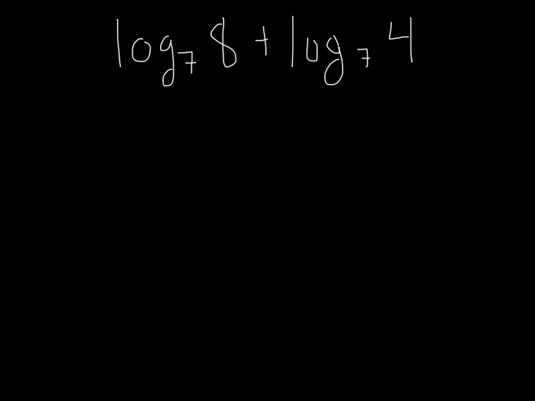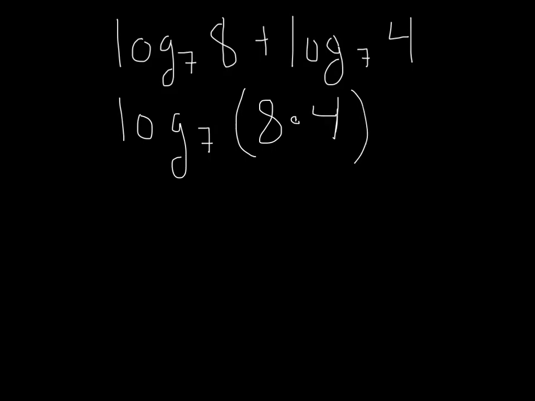So to add the logarithms, the property says we have to take these two, take away the addition, combine the two answers, 8 and 4, and multiply them together. So we get log base 7 of 8 times 4, which is 32.